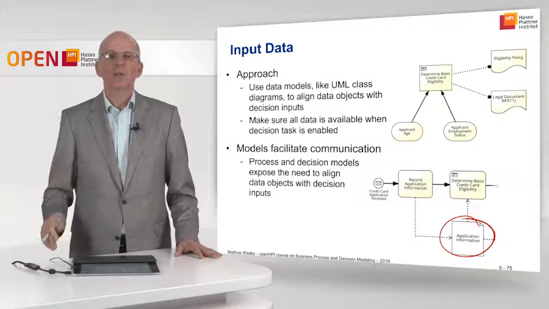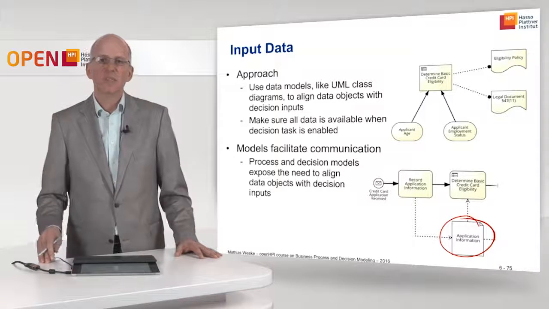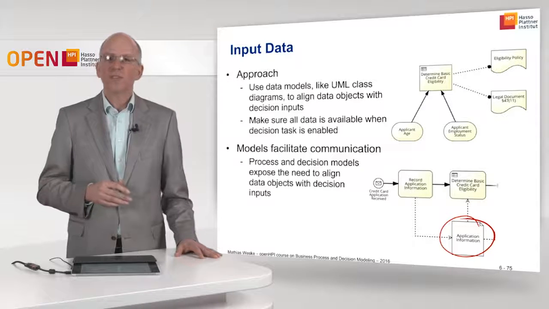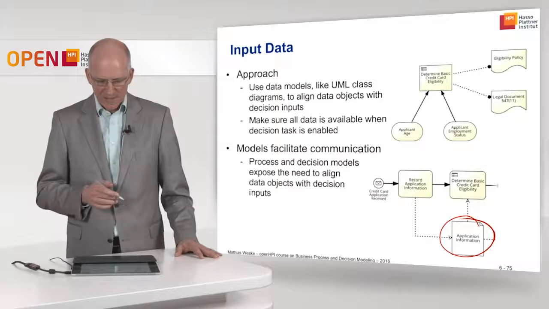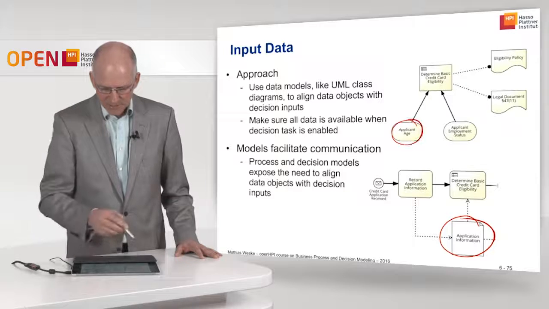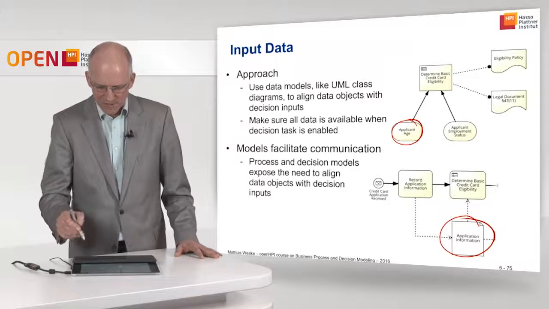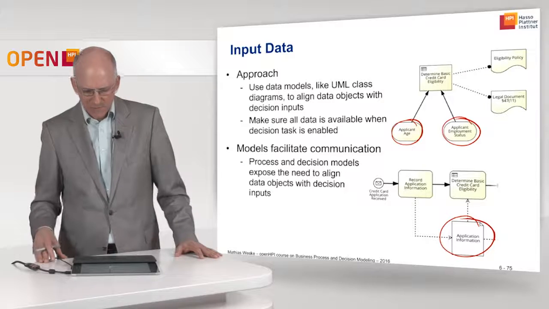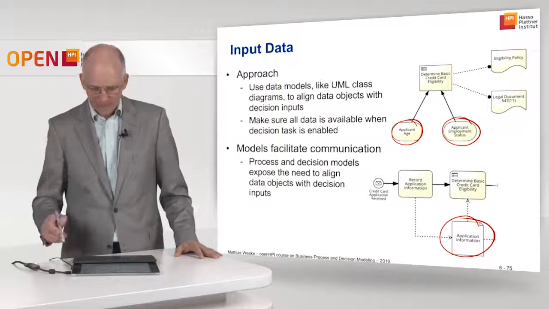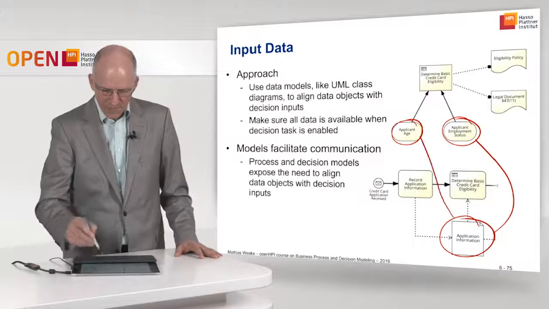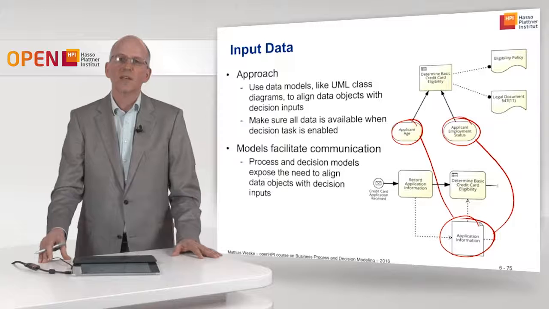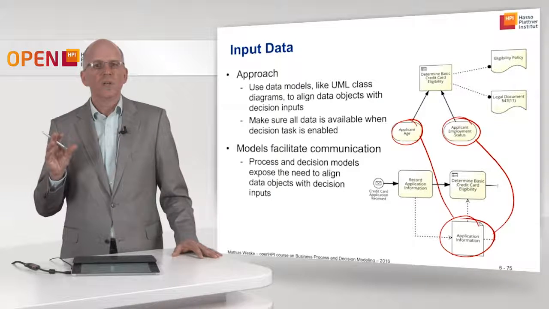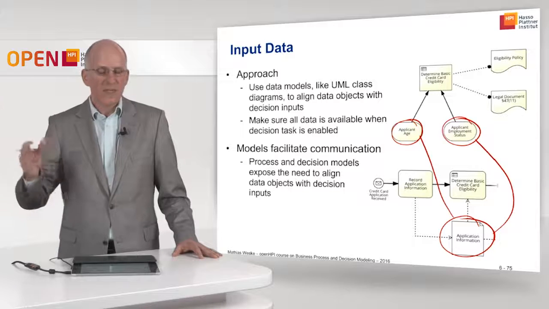There can be a UML class diagram that specifies exactly what the data structure for this application information is. There needs to be something like applicant age, so an attribute age of the application information object, for instance, and there needs to be another attribute which says employment status. And then we can refer using the UML class diagram exactly. We can use that structure to link the data actually to the decision.